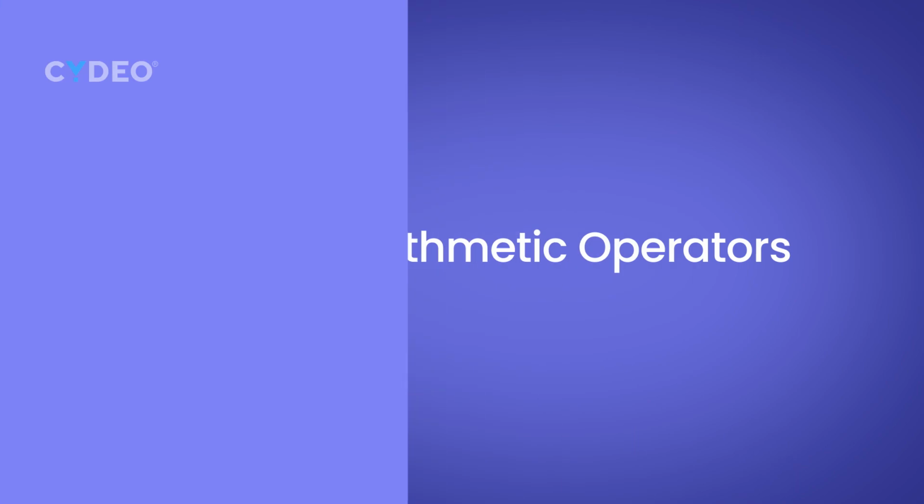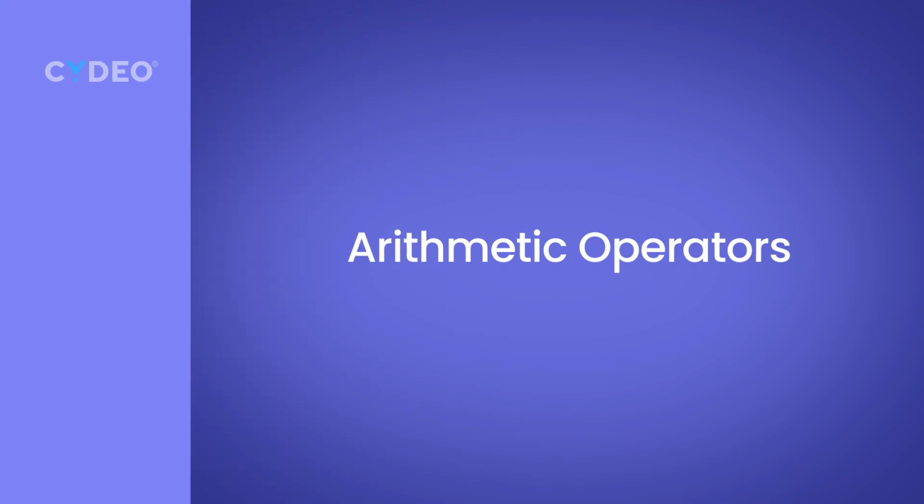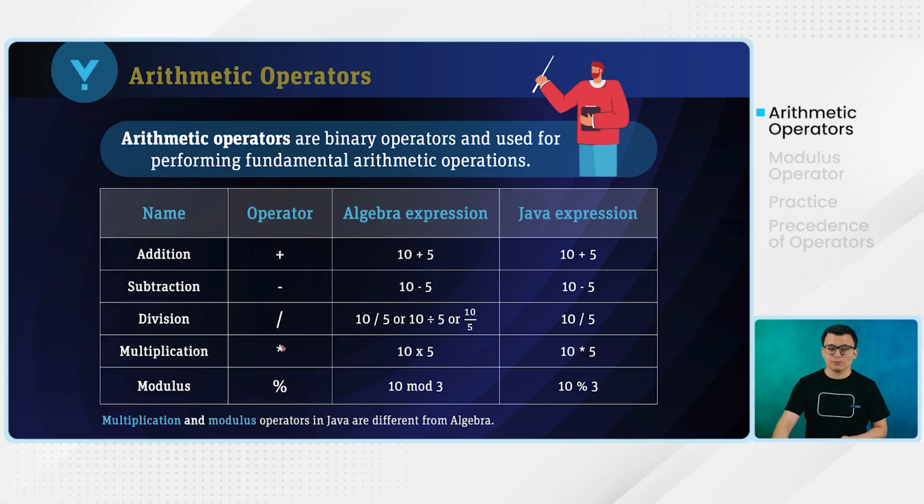Welcome everyone. Now let's talk about the arithmetic operators in Java. So there are 5 arithmetic operators. They are addition, subtraction, division, multiplication, and remainder, also known as the modulus. Those arithmetic operators are binary operators used for performing the fundamental arithmetic operations, or you can also see them as the basic mathematical operations.